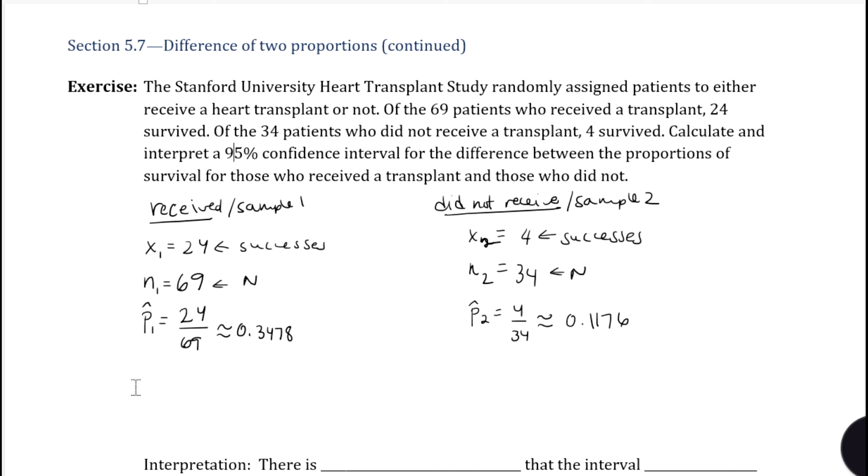So remember that these are just point estimates for the population proportion for those who receive a transplant and the population proportion estimate for those who did not receive. So you want to go through and find a confidence interval based on that. We don't have the population parameters, and so we have this point estimate, and we're going to see the difference between these and see if this difference in survival rate is significant or not.